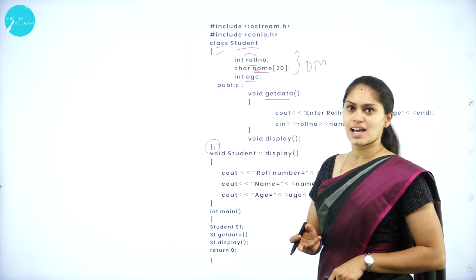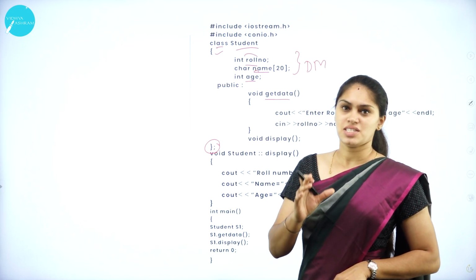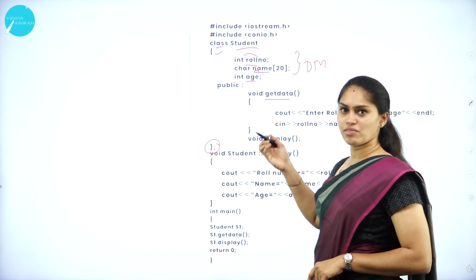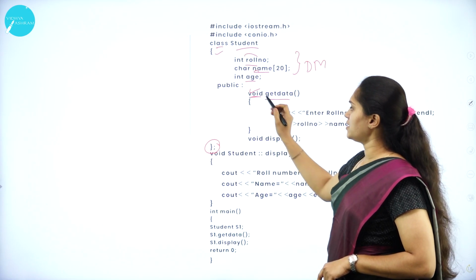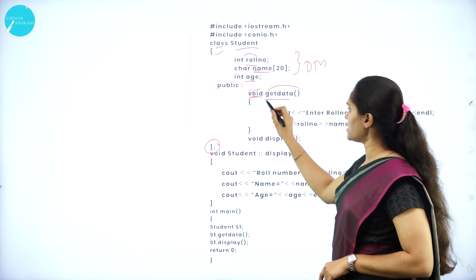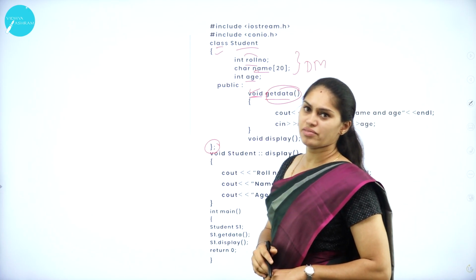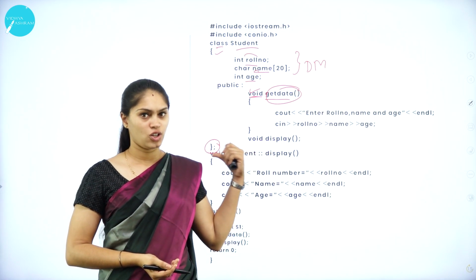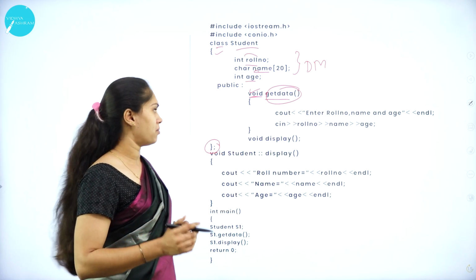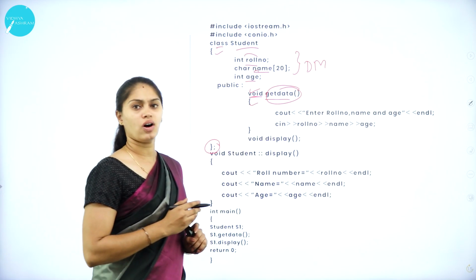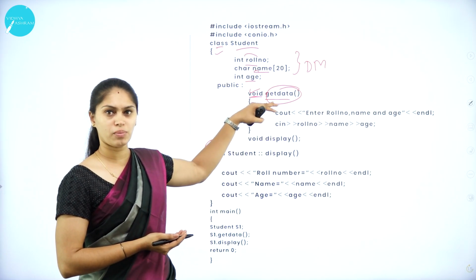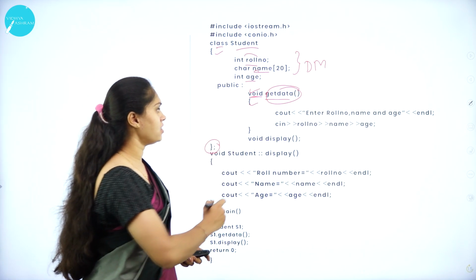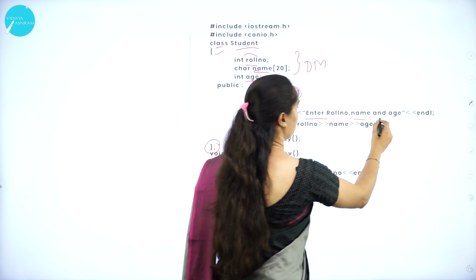If it is inside the class itself, then the function body must be there. So if it is inside the class, what is the syntax? What was the syntax that we have used? I need to specify the data type or return type, then I need to specify the member function. What is the member function name here? getdata. Am I specifying any arguments or parameters here? No. Okay, I am not taking any parameter, and this brace indicates the opening of the scope of this getdata function. What do I have in this getdata? cout, enter the roll number, name and age.